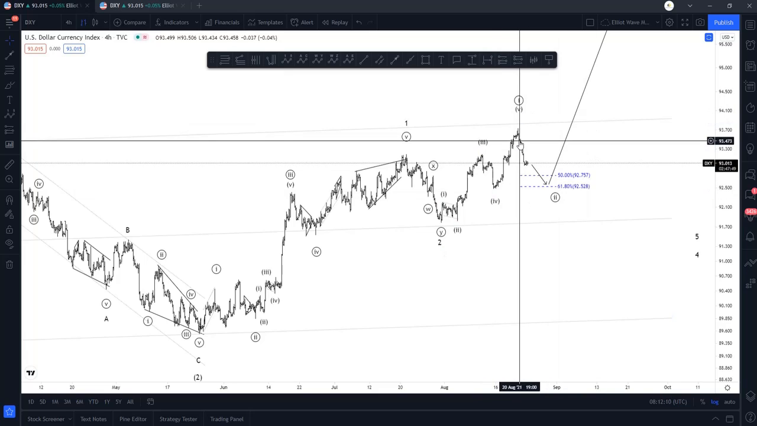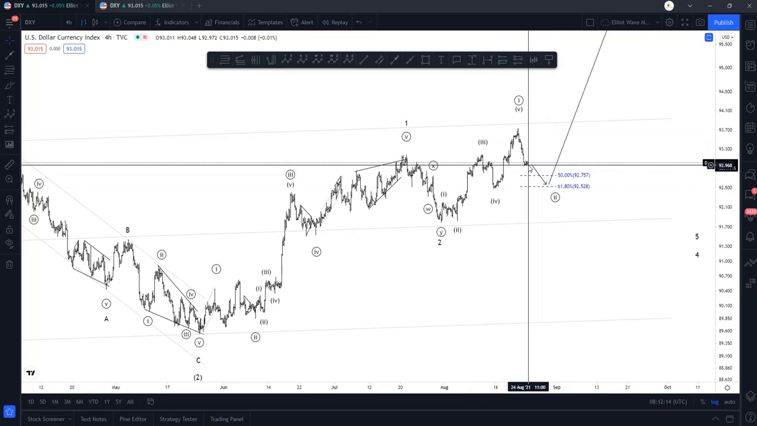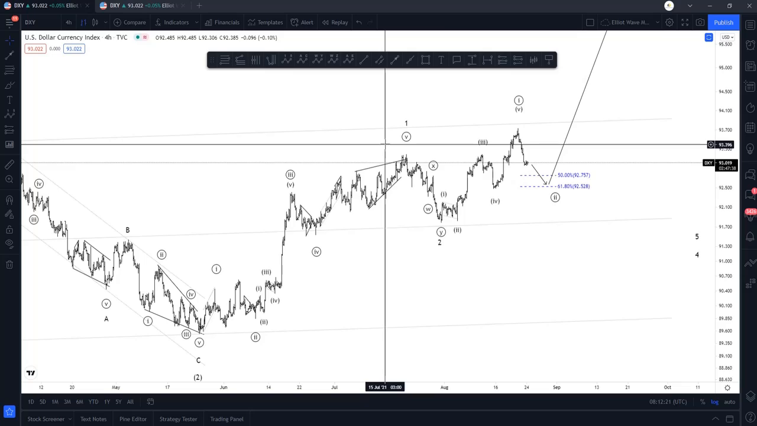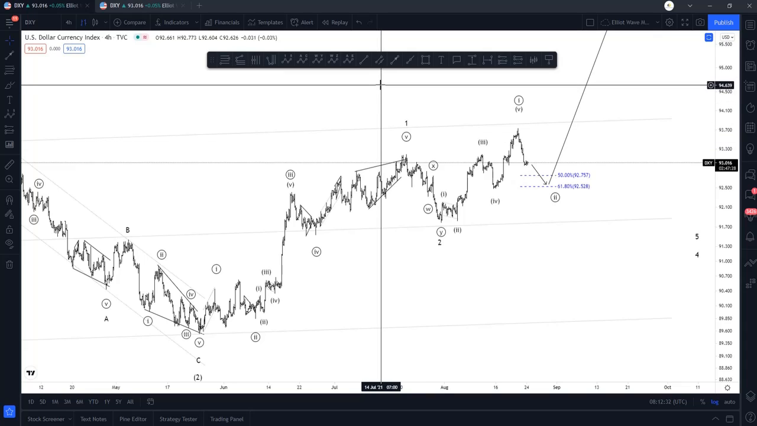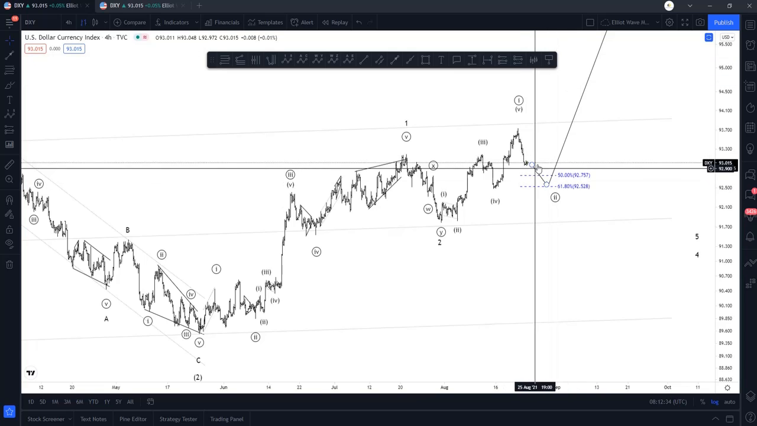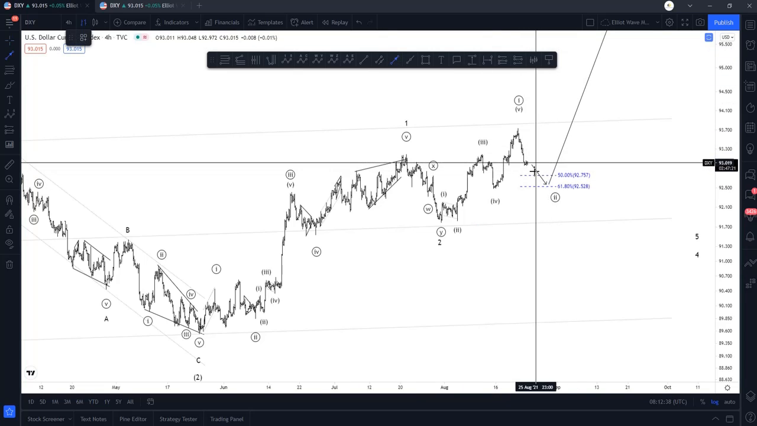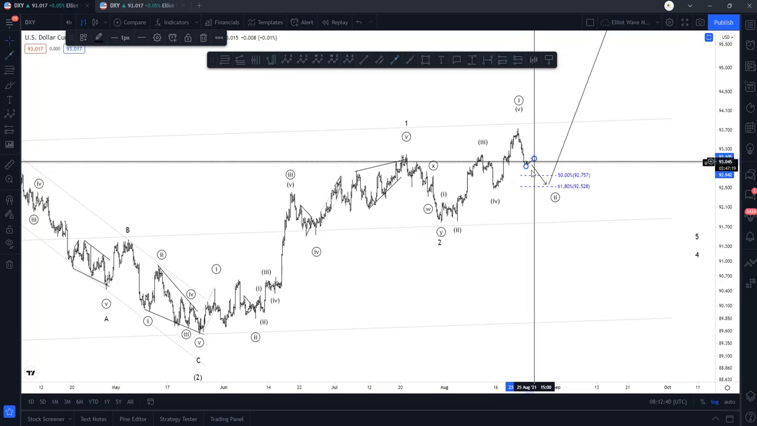During the second wave degree correction, what we want to see is quite simply the dollar form a three-wave correction. We want to see a three-wave correction. Now, here's the most important part. We know three-wave corrections signify corrective sequences, 5-wave impulses signify trending phases. Right. So far, this does look like a sharp 5-wave impulse. So we need to see a pullback before we even see a drop lower.